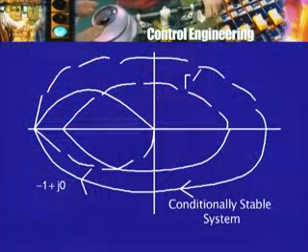Now, this was exactly the conclusion that we had obtained by using the root locus method. That is, for values of k lying between 0 and some number, the system was going to be stable, but for values of k greater than that number, the system was going to be unstable. Therefore, the system was going to be what is called a conditionally stable system. This was the conclusion that we had drawn using the root locus method, and we can draw the same conclusion using the Nyquist criterion or the Nyquist method.